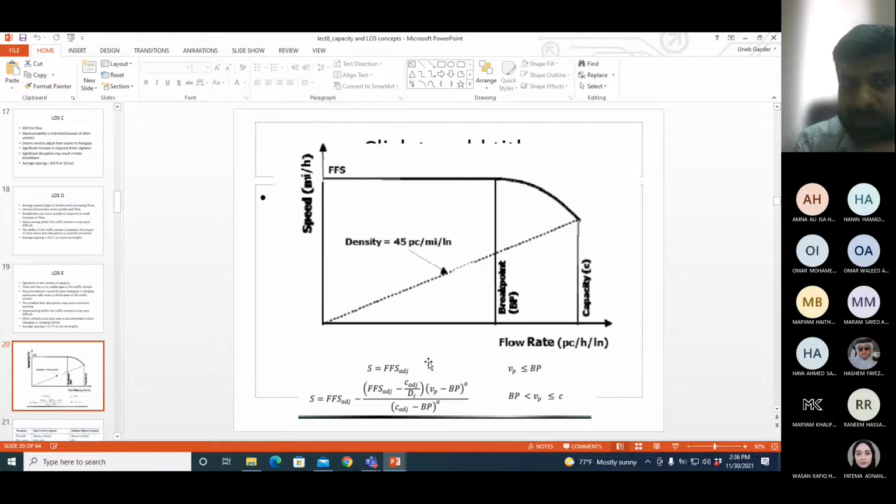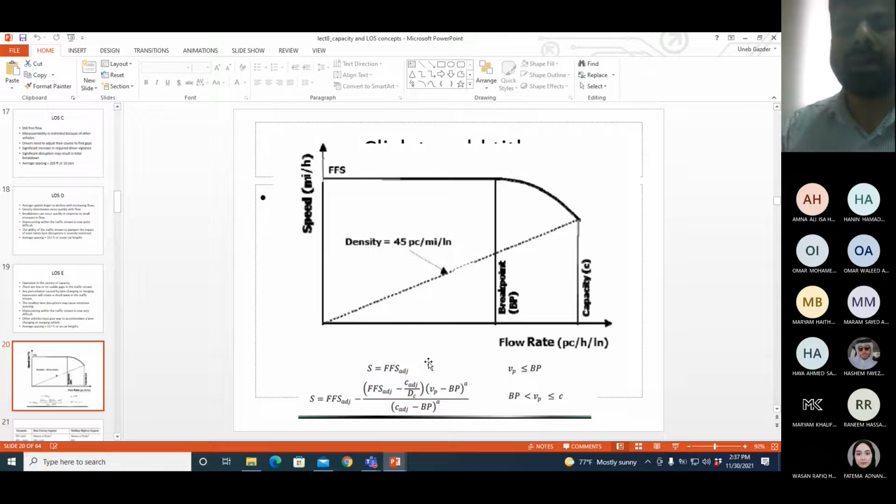And you can see the units as well. In the graph, units of density are passenger cars per mile per lane, not vehicles per mile per lane. Units of flow rate are passenger cars per hour per lane. Speed is miles per hour. The units don't change, but still there are adjustment factors to be applied to free flow speed as well. So we have two portions of the speed-flow curve. One portion is a straight line where speed equals adjusted free flow speed. For the other portion we need an equation to solve it. And the difference between the two portions is the breakpoint.